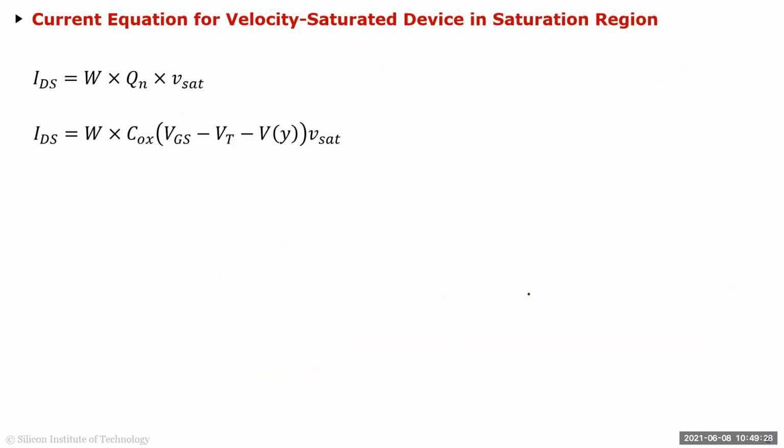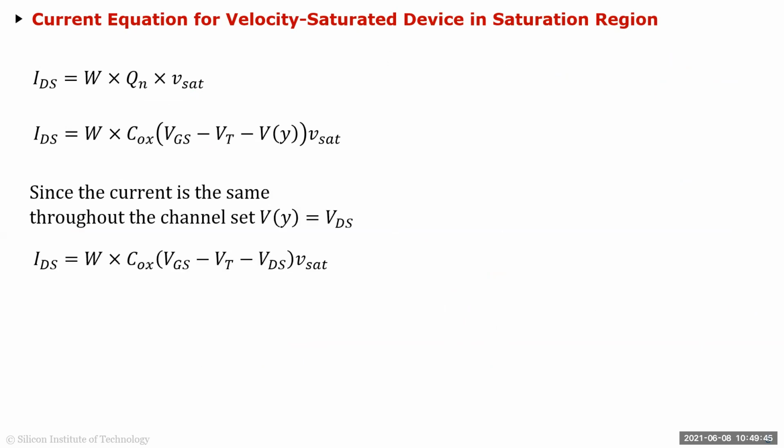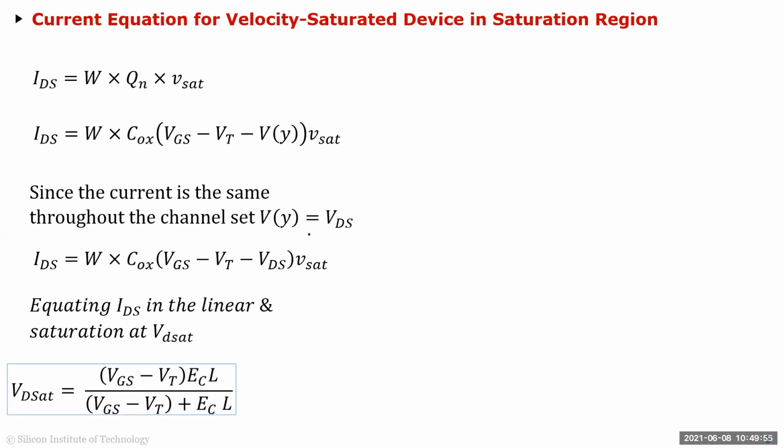Okay. For your saturated equation, instead of using the VGS minus VT, we actually use the VSAT term now. And the VSAT term is what we derived in the previous equation. Because the current is going to be constant because it's saturated right now, we substitute V of Y equals VDS, and so equating IDS in the linear region at the VSAT region, just like what we did for our long channel approximation.